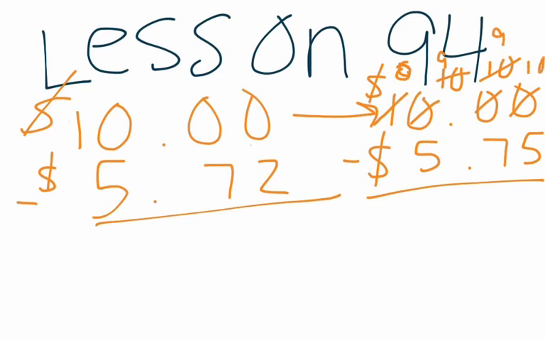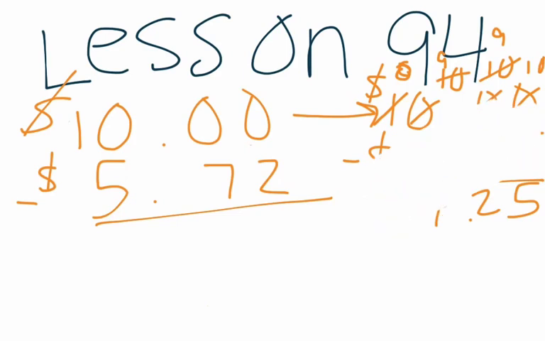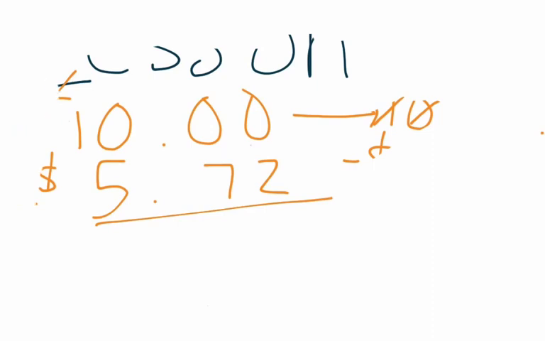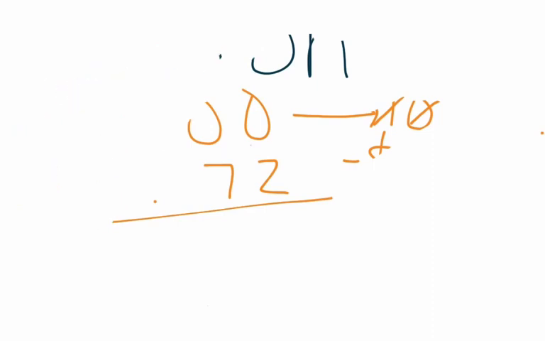So we have 10 minus 5 is 5. 9 minus 7 is 2. 9 minus 5 is 4. And this, we already did, 0 minus 0 is 0. So the answer is $4.25. Alright. Here we go. I'm just going to erase this whole thing and it'll give me more room.